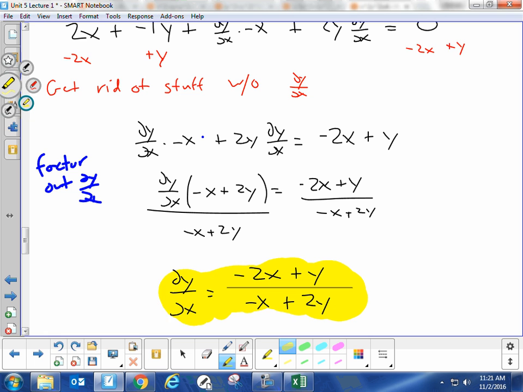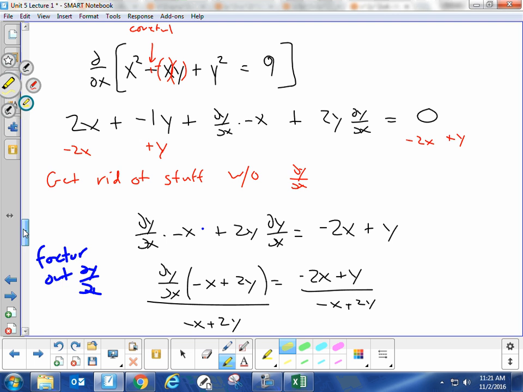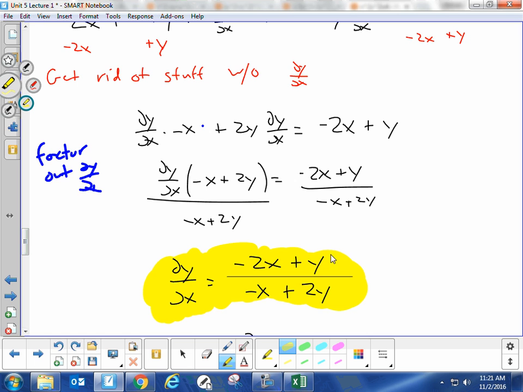Yeah, just leave the negative there. We're done. If I had a point on my original expression, I could plug in that point and find its tangent slope. An easy one would be like (0, 3) or something like that. And I could plug in (0, 3) and I'd get 3/6, which is a half.